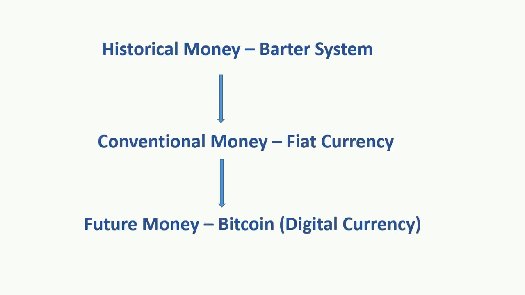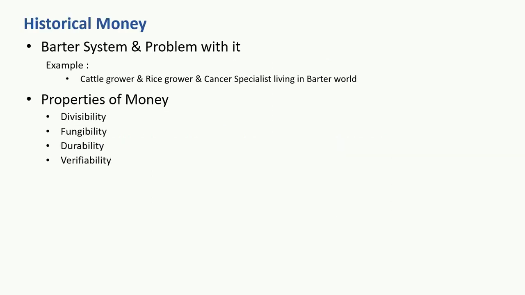So money, when you take it over a period of time, we can divide into three categories. Okay, previously it was all barter system, that is historical money. Conventionally, we use fiat currency, and now we are moving into Bitcoin, the digital currency world. Okay, now let's look one by one.